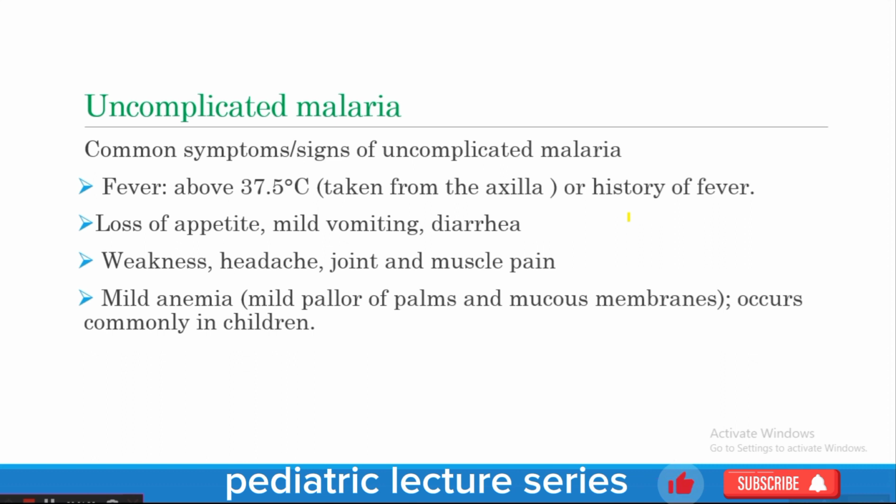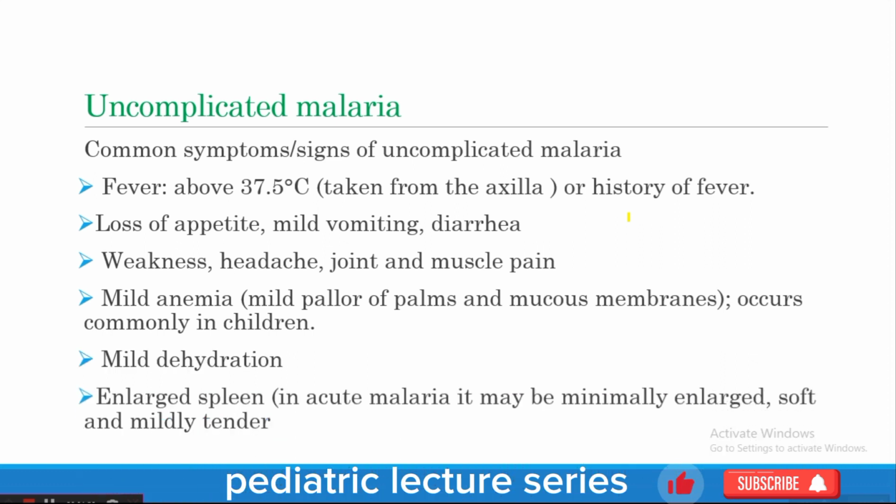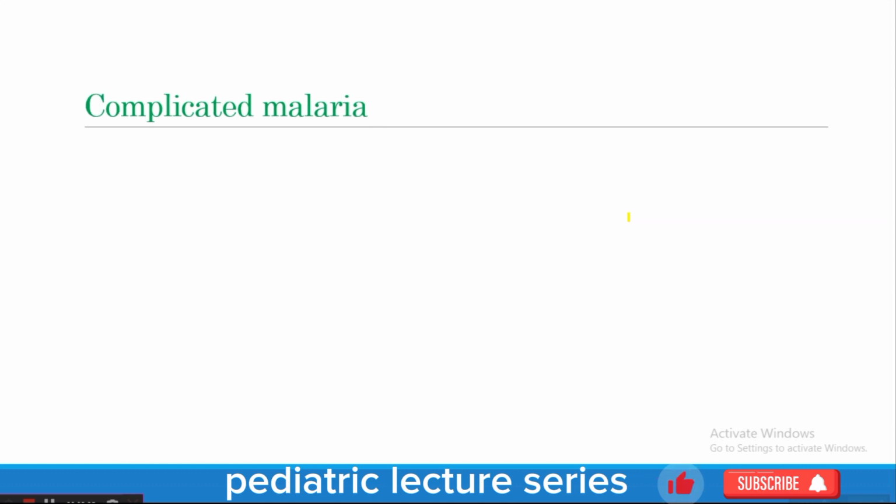They will present with mild anemia. On examination, you can identify this through noticing palmar pallor, and then you also have mild dehydration. The patient will be eager to drink. Then you also might have an enlarged spleen. It may be mildly tender on palpation.